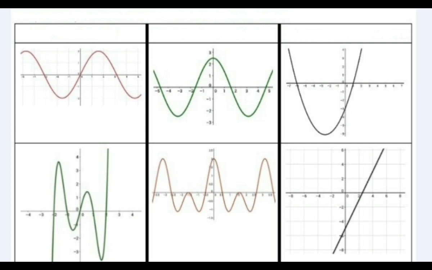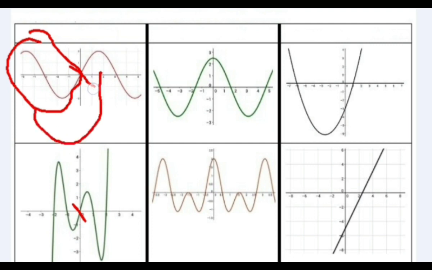Look at the first graph. If it goes through (0, 0), like over here, the graph is going through (0, 0), and also if you divide this graph into two sections from the origin point and you rotate the left part 180 degrees, then it comes right on the right side of the graph, that means it's odd. So the first condition, it has to go through (0, 0).